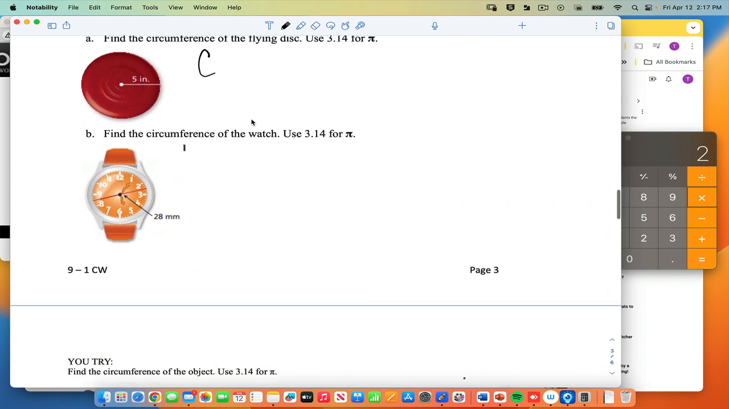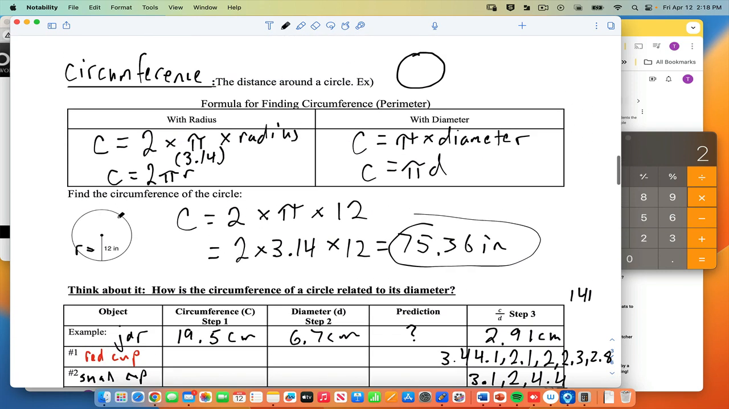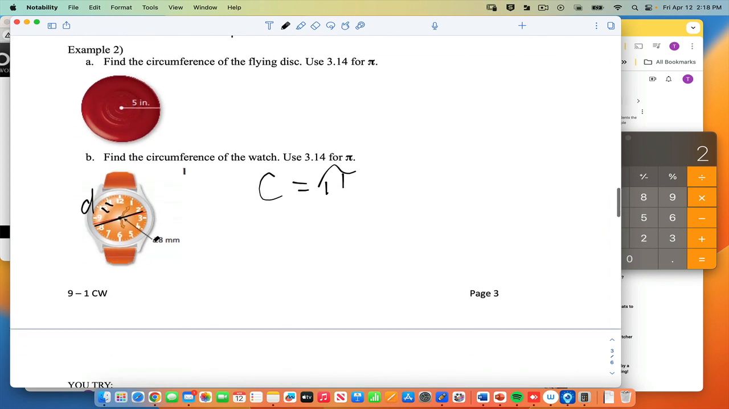Let's do one more. Go to the B, skip A for now. For B, they give you a line across the whole thing. You can shade it in. What do they give you? The radius or the diameter? Put D equals that line. If they give me the diameter, what equation do you want to use? Okay, so if they give me the diameter, I'm not going to use the radius. I'm going to do pi times diameter. Go back to that problem and write C equals pi times d.